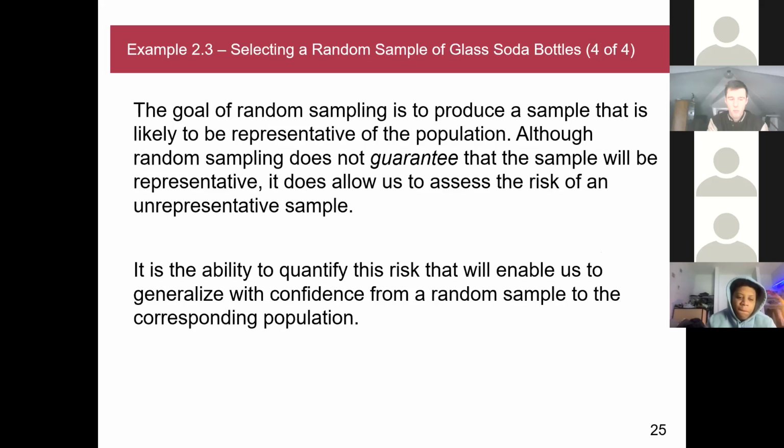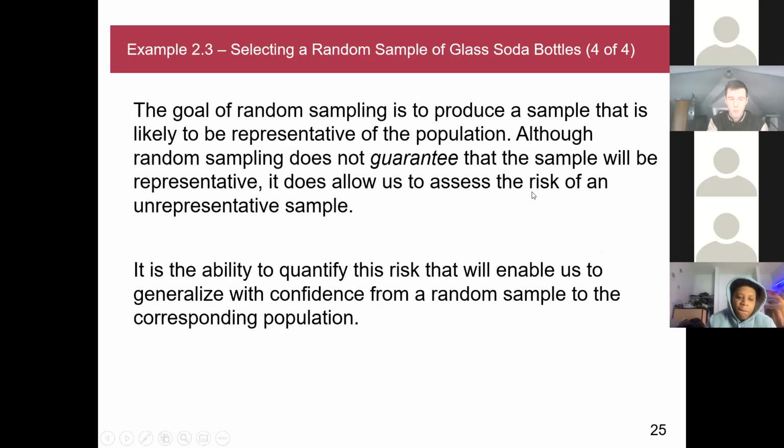All right, so now here's the important thing. Does random sampling guarantee that the sample would be representative of the population? No, but here's a very key part right here. We are able to assess the risk of an unrepresentative sample. Now, what does risk mean? It's another name for probability. We can actually assign probabilities, right?